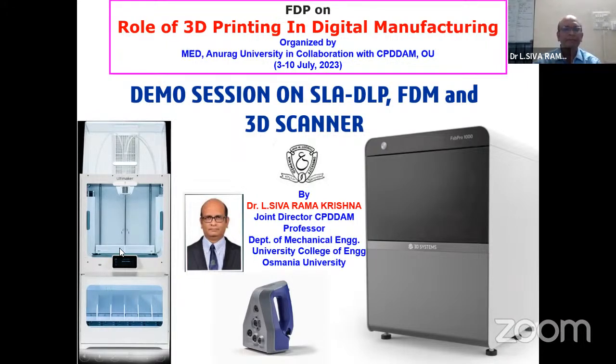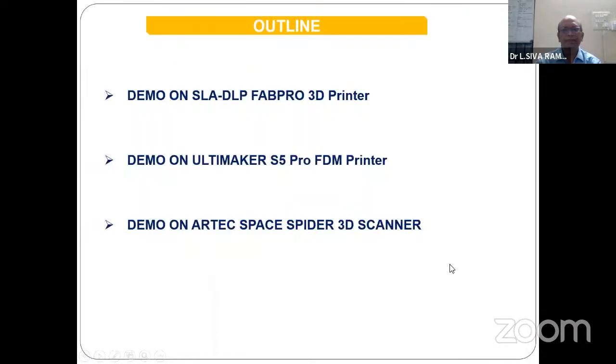On the left side you see the Ultimaker S5 Pro, a dual extruder FDM, fused deposition modeling, machine. It has two extruders, one for the support material and another for the main part, or sometimes you can use a single extruder, with the same material for the support structure and the part. Below, you can see the scanner. Let me start with the theory behind this, first SLA DLP, then FDM, then the Artec Space Spider 3D scanner.